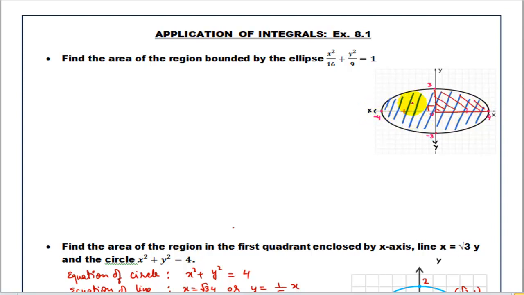So instead of finding this entire area, if we evaluate the area which is enclosed in the first quadrant only, then 4 times that will be the entire area which is bounded by the ellipse. So instead of evaluating this entire area, we can go for finding the area enclosed in the first quadrant only. So let us see under what limit this is to be integrated.